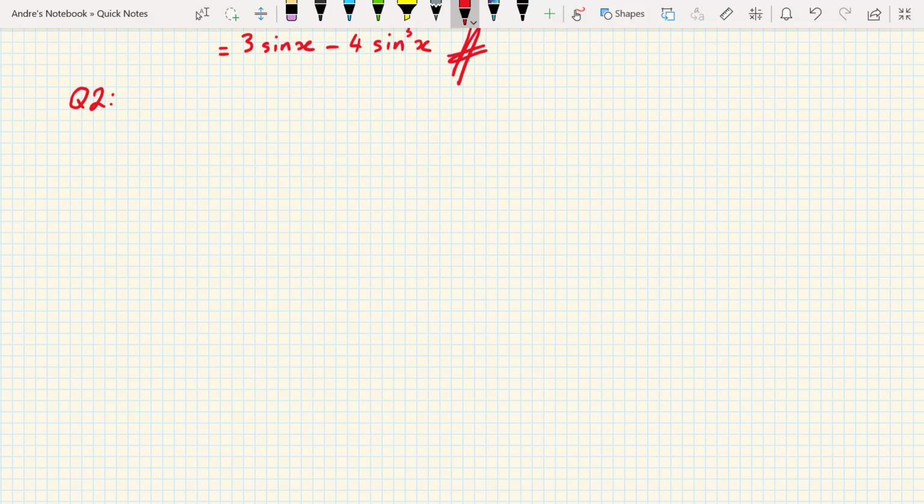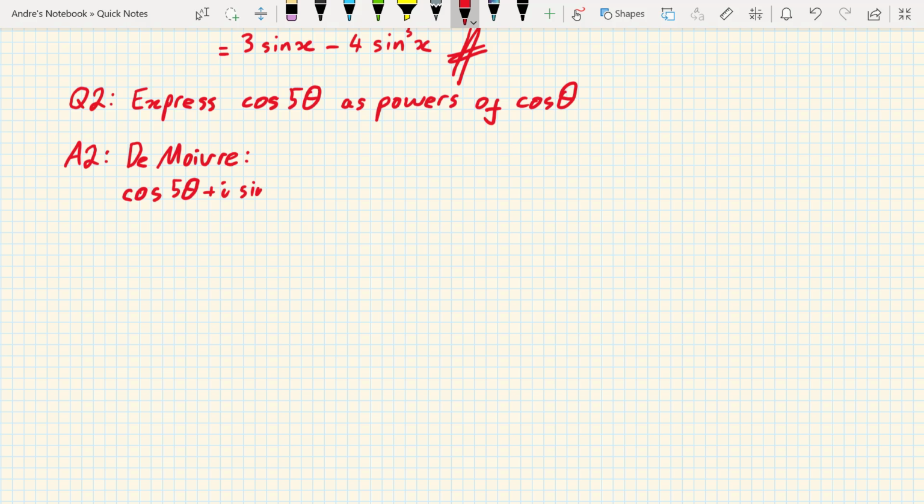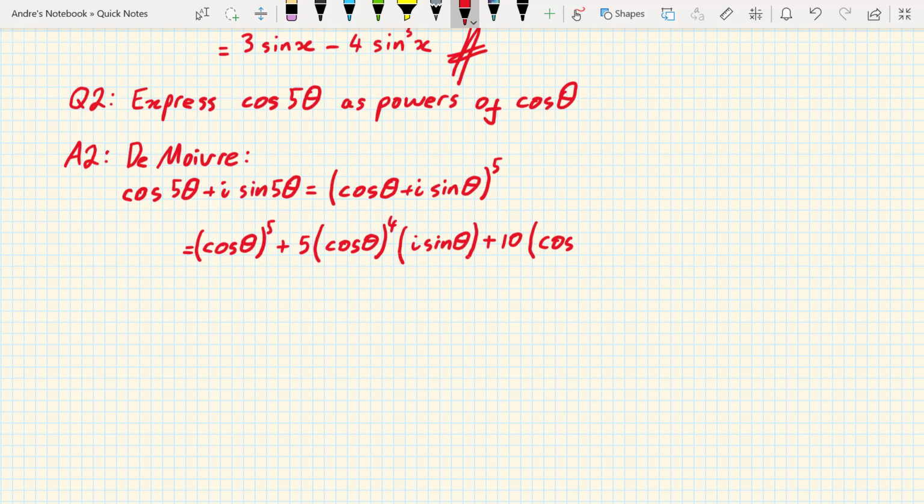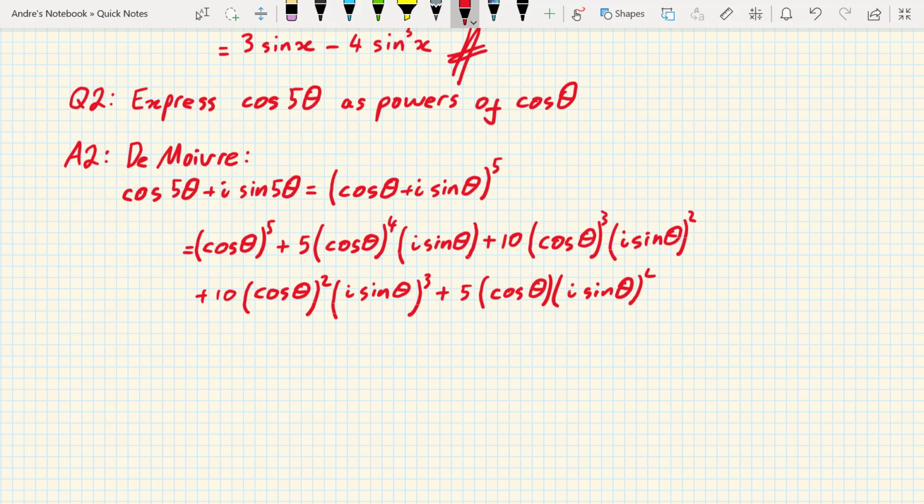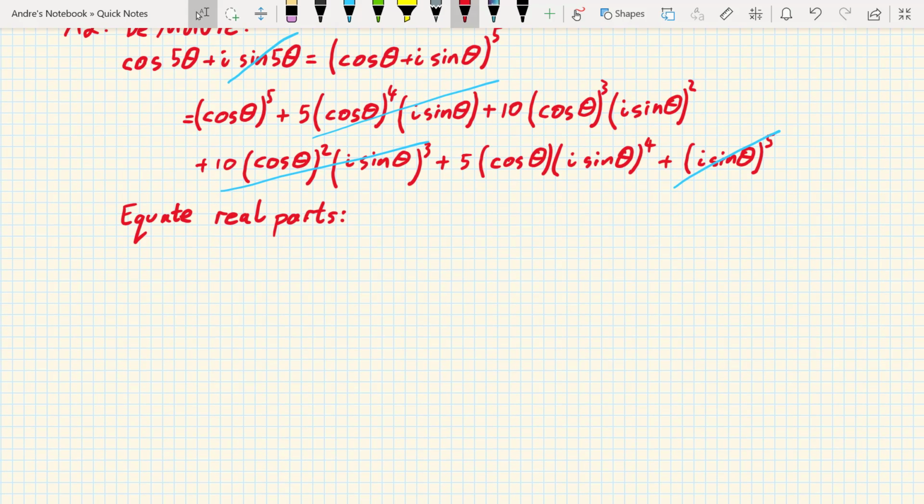The second question is rather similar to the first. Express cos 5 theta as powers of cos theta. Again, from de Moivre's theorem, cos 5 theta plus i sine 5 theta is equal to (cos theta plus i sine theta) to the power of 5. And again we expand the right-hand side. This time we need to equate real parts. If we do that, then what we get is cos 5 theta is equal to cos to the 5 theta minus 10 cos cubed theta sine squared theta plus 5 cos theta sine to the 4 theta.